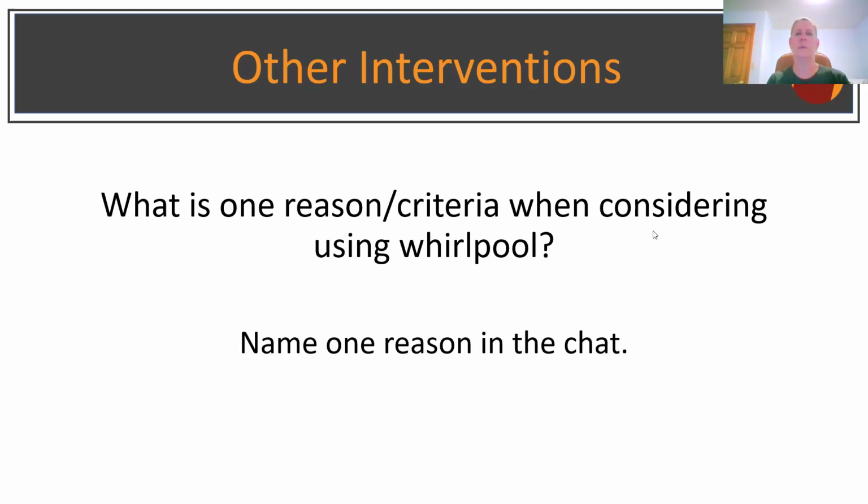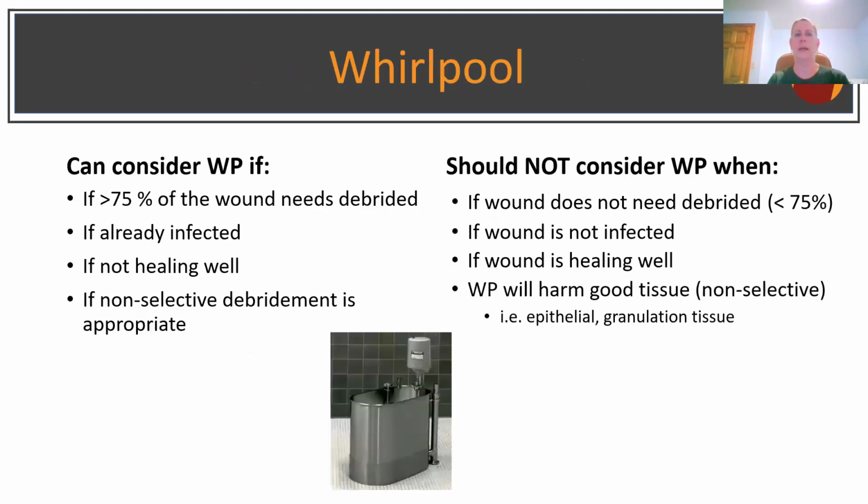What is one reason or criteria when considering using Whirlpool? I don't even know where I'm going with this, so let's see what I had. Okay, so we don't really use Whirlpool, but they say if you're going to, the wound has to have 75% or more dead tissue that needs debrided. They say you should only use the Whirlpool if it's already infected, not healing well, because it is a non-selective way of debridement. You really shouldn't use the Whirlpool if it doesn't need a lot of debridement. If it's not infected and you put them in the Whirlpool, you're running the chance that they could get infected because maybe it wasn't cleaned really well after the last patient. If the wound is healing well, don't add Whirlpool.